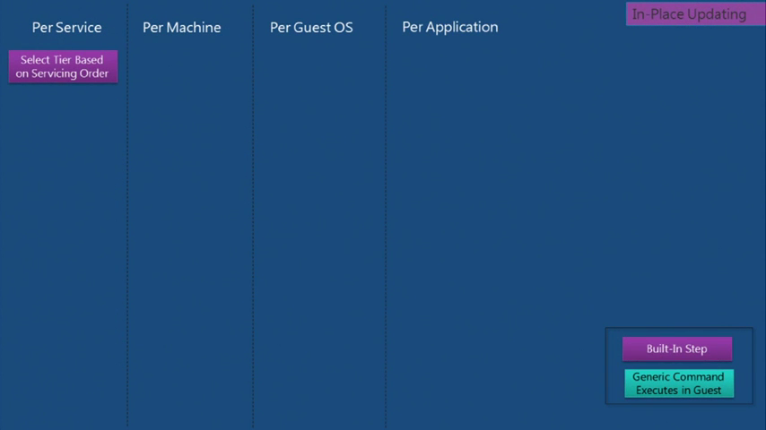So I'll walk through the two types of update mechanisms. They look very similar. There's only a couple different steps. For in-place updates, we give you the opportunity, like application deployment order, to specify a tier servicing order as well. So if you've done that, we'll select the right tier, 1, 2, 3, 4, what have you, whatever you've defined. We'll go ahead and select the machine based on the upgrade domain.